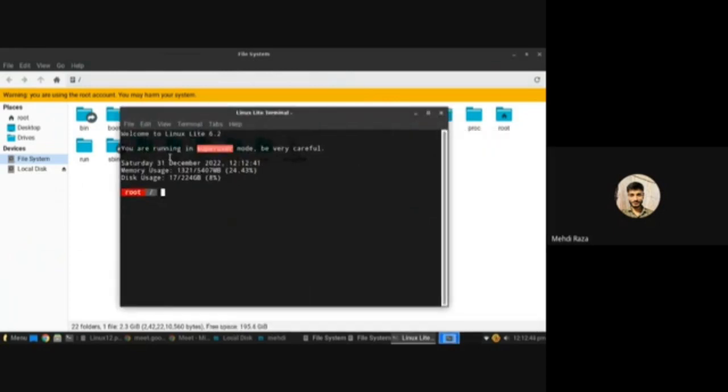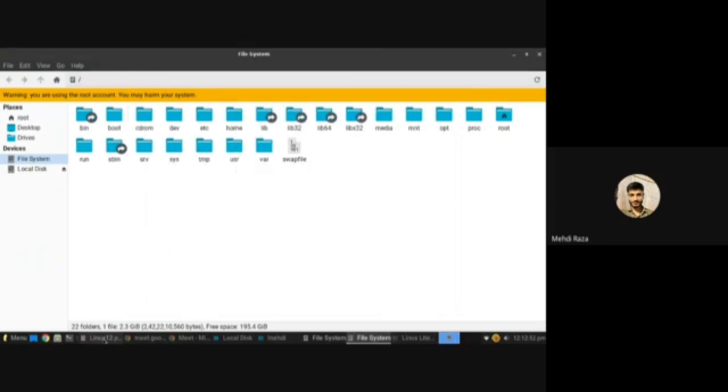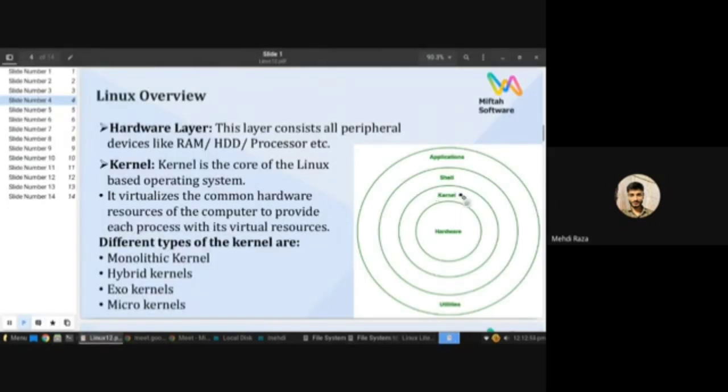So now it is a super user. This super user could access all of the things which we want to use in the kernel through the shell.